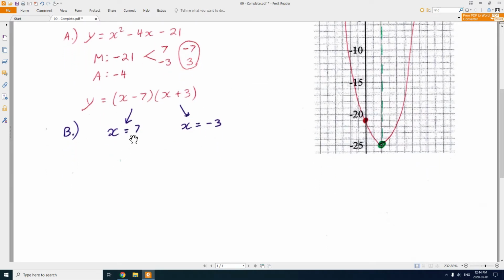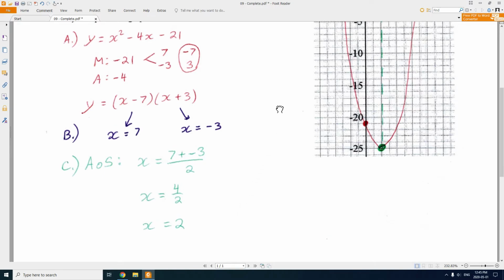Okay, axis of symmetry. It's halfway in between our two zeros, our two x-intercepts. Okay, halfway between 7 and -3. I think it's 2. If you're not sure, you can calculate it, right? You add them together and divide by 2. That'll be halfway in between them. That gives me 7 minus 3 is 4. 4 over 2, which is 2. So x equals 2. That should be halfway in between my x-intercepts.